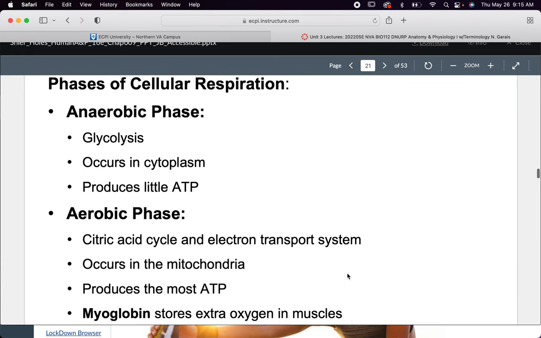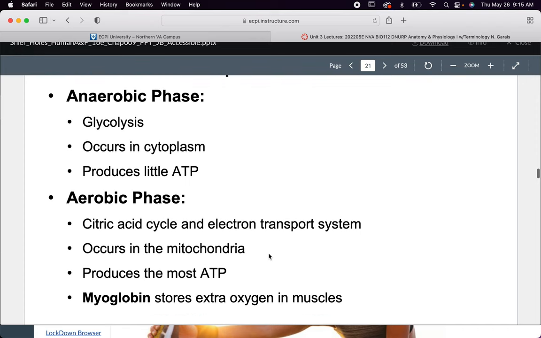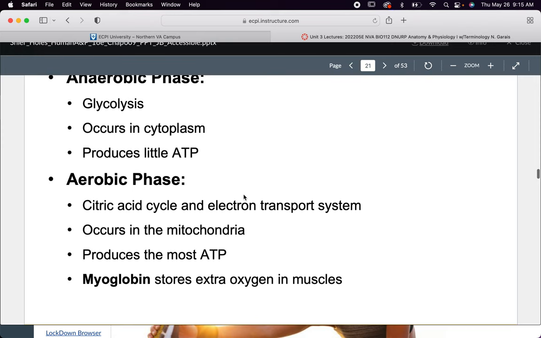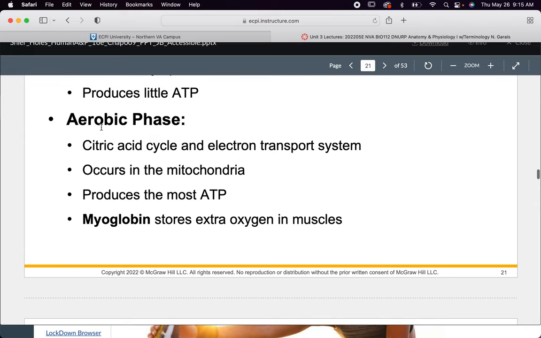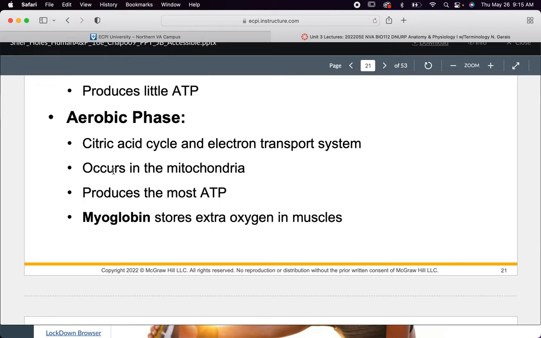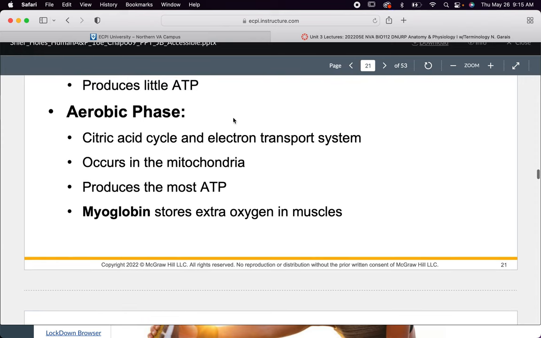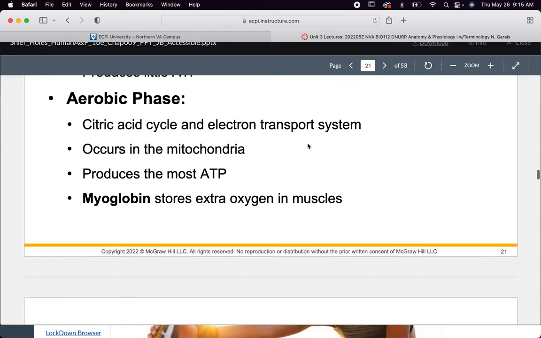All right? Phases of cellular respiration. For now, all we need to know is that those, don't look at this because this will confuse you. Remember, aerobic were the three things that we were talking about because they all require oxygen. So the citric acid cycle, electron transport chain, and glycolysis. And we already know that the electron transport chain utilizes oxidative phosphorylation to make a ton of ATP.